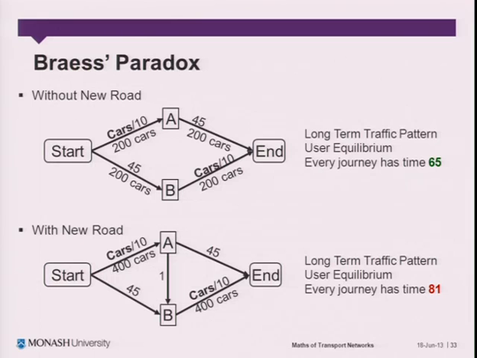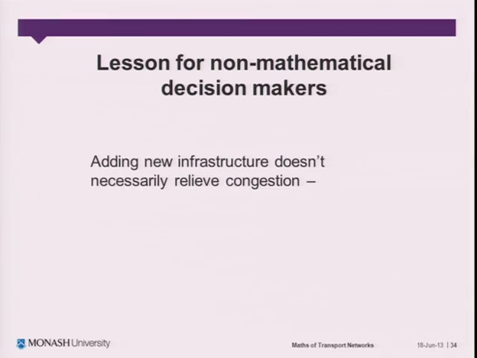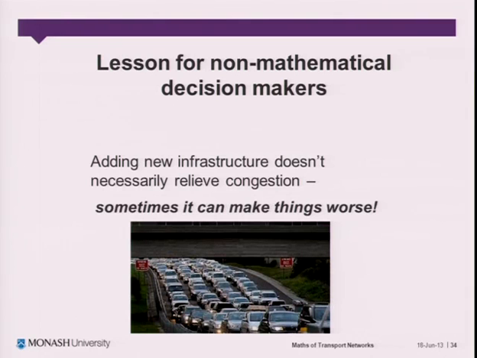So we've added our new road, and it was a very fast road, a type 3 road. Originally, every journey took 65 minutes in scenario 2. Now, every driver takes 81 minutes. That's a great new road extension. So, as a lesson for non-mathematical decision makers, adding new infrastructure doesn't necessarily relieve congestion. It can just make things worse. So, don't let politicians make the decisions. Let's get some mathematicians making the decisions.